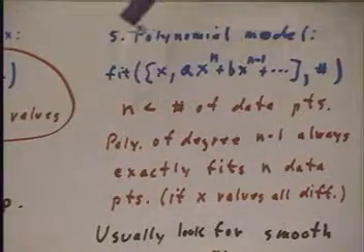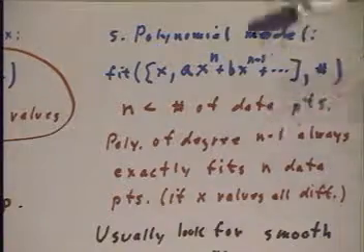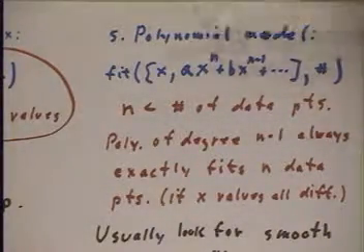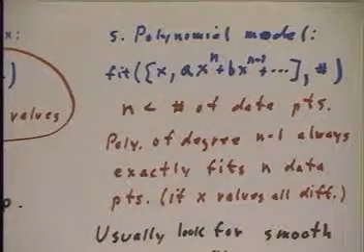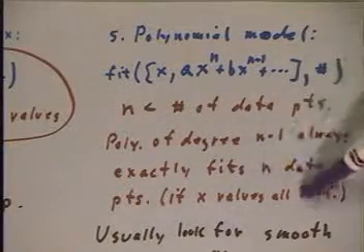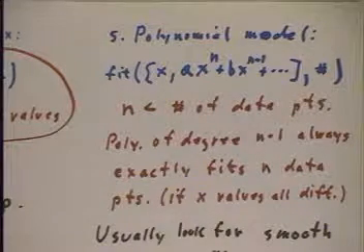Okay, a couple of cautions. First of all, n has to be less than the number of data points. If you've got 6 data points, don't try to fit a 7th degree polynomial to it, not even a 6th degree. 5th degree is the highest degree that you could fit. A polynomial of degree n minus 1 always exactly fits n data points, and it does that whether the polynomial is a good model or not.